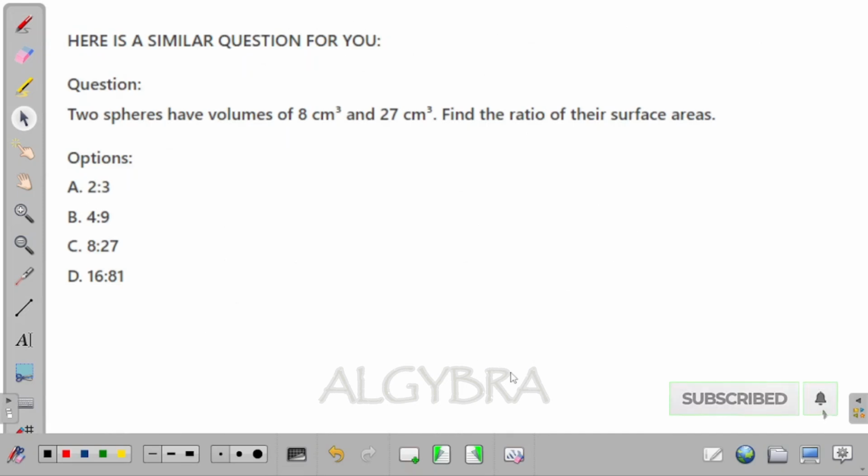Based on what we've learned in this video, here's a similar question for you to solve. Two spheres have volumes 8 cm³ and 27 cm³. Find the ratio of their surface areas. Option A is 2:3. Option B is 4:9. Option C is 8:27. And option D is 16:81. Solve this question and drop your answers or solution method in the comment section.